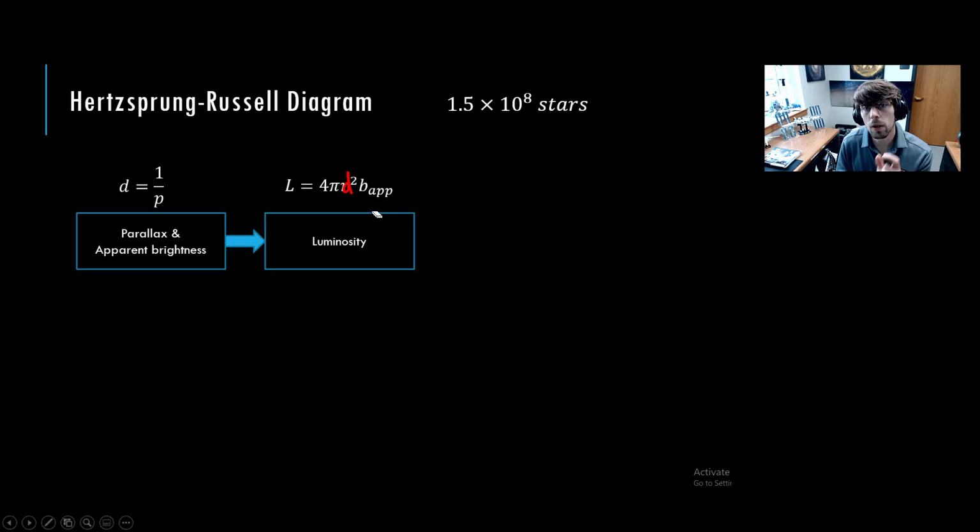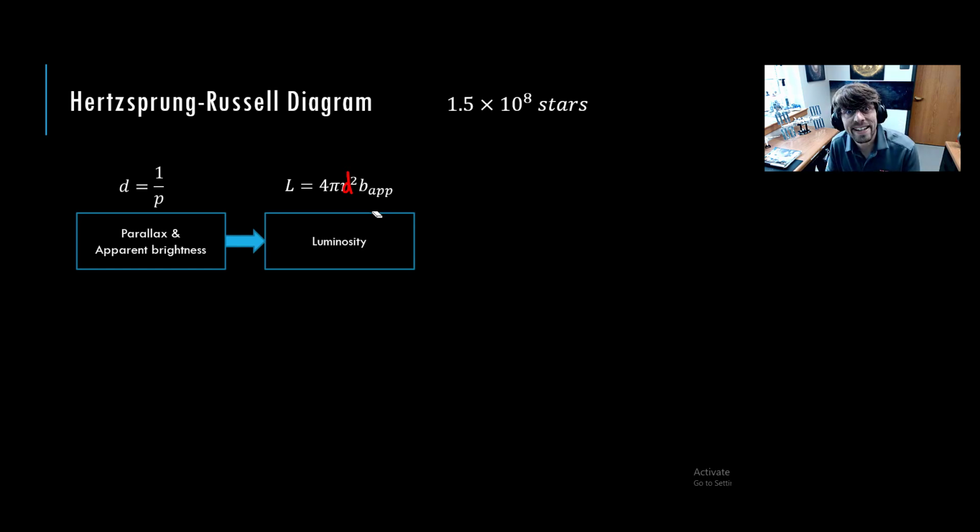Hertzsprung-Russell had a wonderful intuition that we're going to take the luminosity of the star and plot that on one of the axes of our diagram, the vertical axis. On the horizontal axis, as I've already hinted at, Hertzsprung-Russell decided to plot the temperature. So this is a really good point where we should ask ourselves, how do we get the temperature of distant stars?